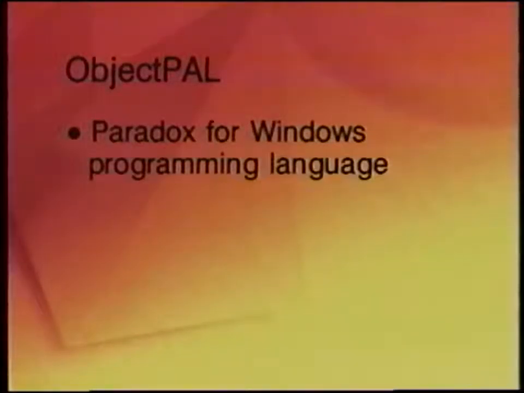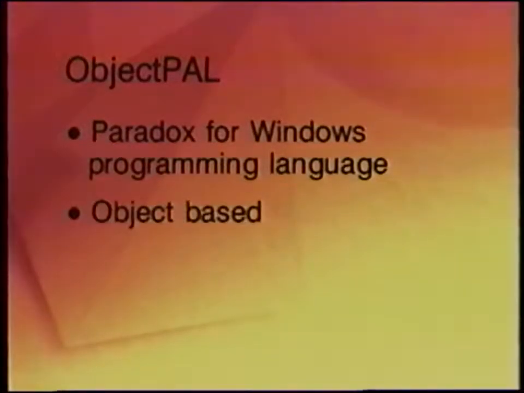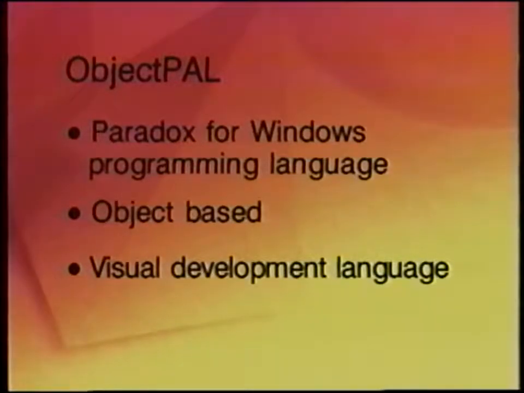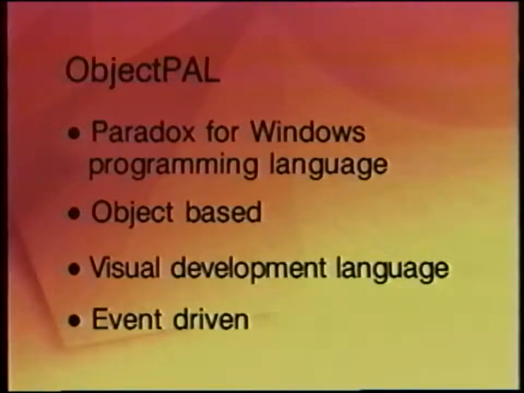ObjectPAL is the Paradox for Windows programming language. It's object-based, meaning that you place objects and then attach code to them. ObjectPAL is a very visual development language and is event-driven. ObjectPAL responds to events like mouse clicks, moving between fields, and menu selections. The form is the heart of ObjectPAL. To build any application, you start with a form and then place design objects and code on that form.